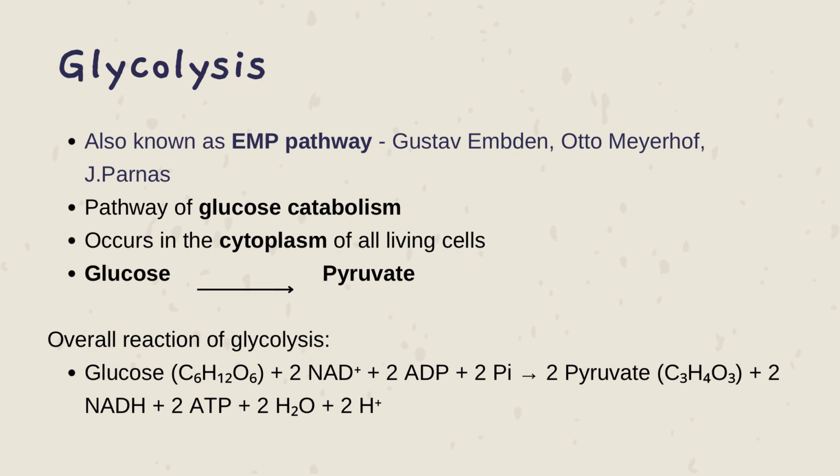Glucose plus 2 NAD plus 2 ADP plus 2 inorganic phosphate gives 2 molecules of pyruvate plus 2 NADH plus 2 ATP plus 2 H2O plus 2 H+. Now let's look into the steps of glycolysis in detail.